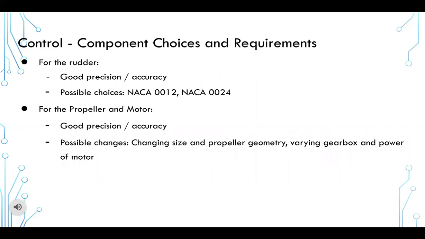Requirements for the rudder included being symmetric, being able to track input at fast rise time and no error regardless of disturbance. Possible choices could be the NACA 0012 or NACA 0024, for example.